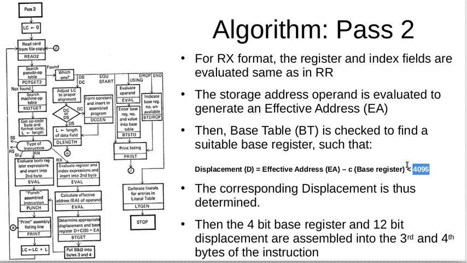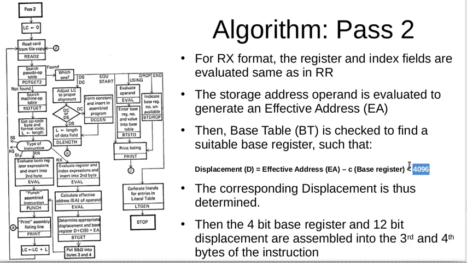While evaluating the RX format instruction, the base register table is checked so that a suitable base register can be found. Why? Because the displacement has to be less than 4096. What is 4096? Why is it important? 4096 is the total available memory for an IBM 360 machine, right? So whatever displacement value we put in the RX format has to be less than 4096.